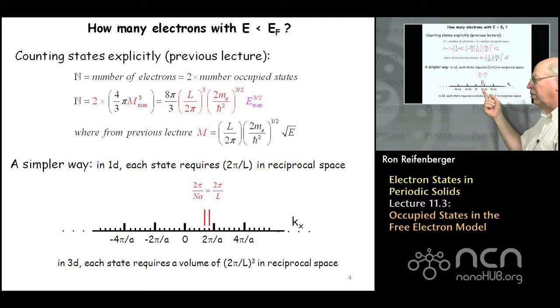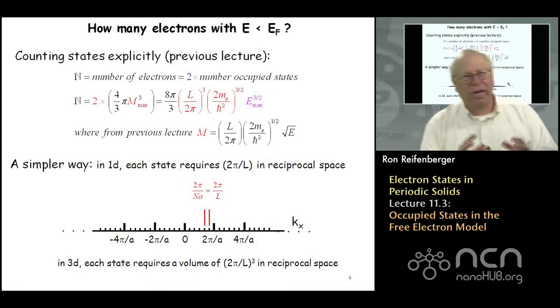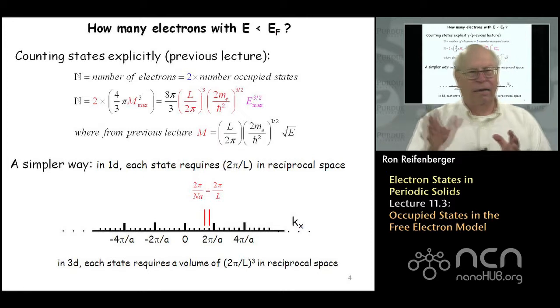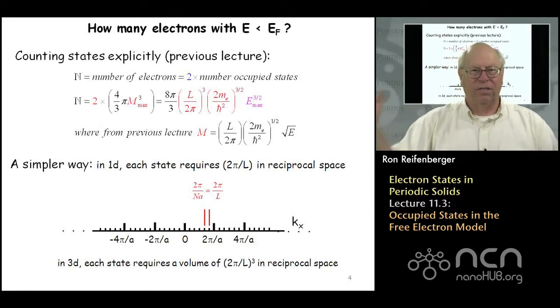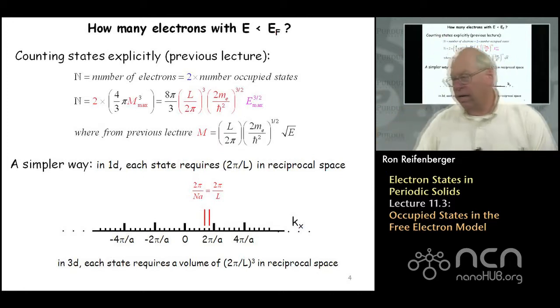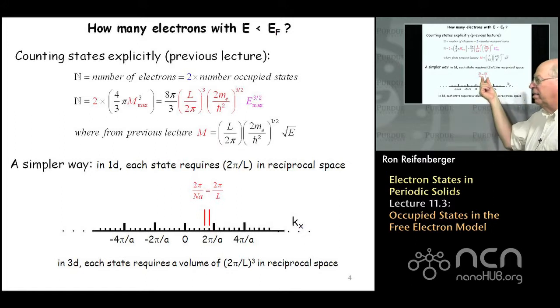And so what we can say is that each quantum state in one dimension occupies a distance of 2 pi over L in the kx direction. If you extend this argument to 3 dimensions, where you're going to have a kx, a ky, and a kz, then this minimum distance for each k value now becomes a volume in 3-dimensional space.